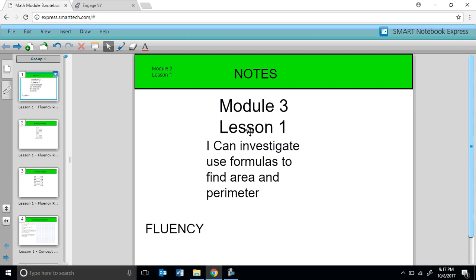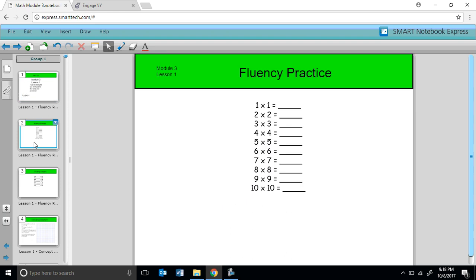So Module 3, Lesson 1, our I can statement is: I can investigate and use formulas to find area and perimeter. If you recall, a couple days ago we did find area and perimeter, and that's where a lot of us got really stuck in one of those lessons. So this time we'll get to dive deeper into that and what this means.